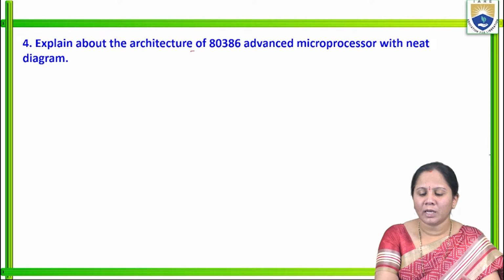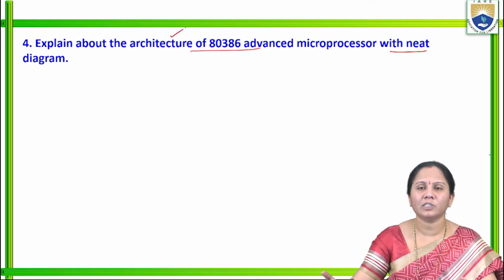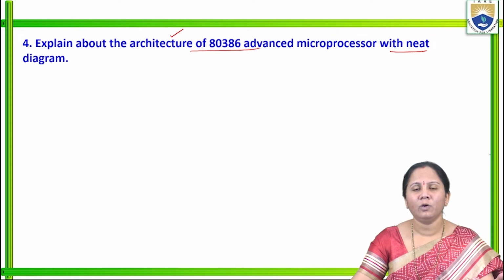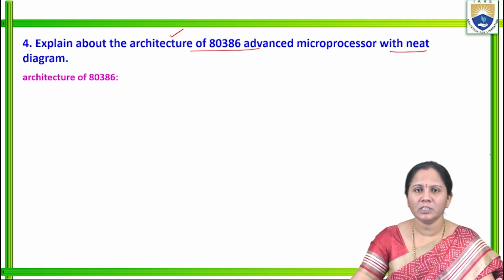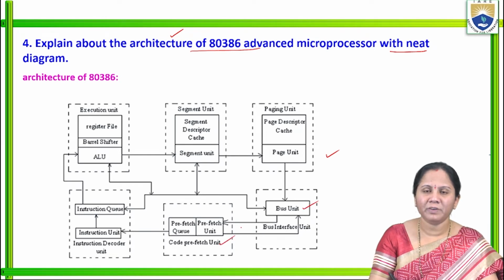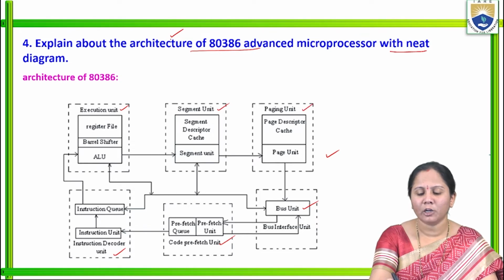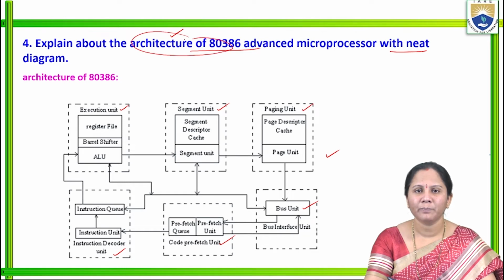And next, explain about the architecture of the 80386 advanced microprocessor with a neat diagram. So that means here first we have to draw the architecture of 80386, and then we have to explain about the function of each block. So here this is the architecture of 80386. Totally it consists of 6 blocks, that is a bus unit, code prefetch unit, instruction decoder unit, execution unit, segment unit, and paging unit. So these are all the 6 blocks that are present in the architecture of 80386.